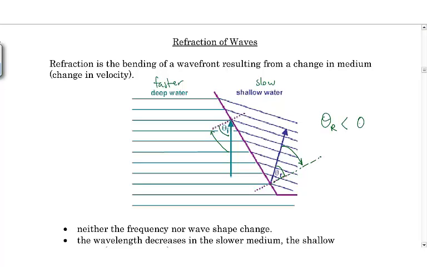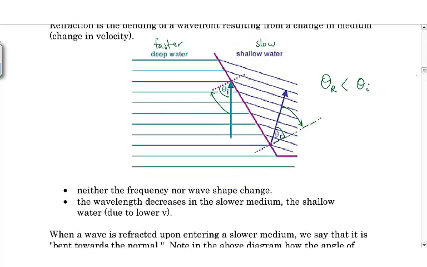The waves do not change their frequency, they just change their direction. As waves travel into the slower medium, you'll see the wavelengths start to decrease. The distance between the waves will start to get smaller because one wave will start to pile up on the next.